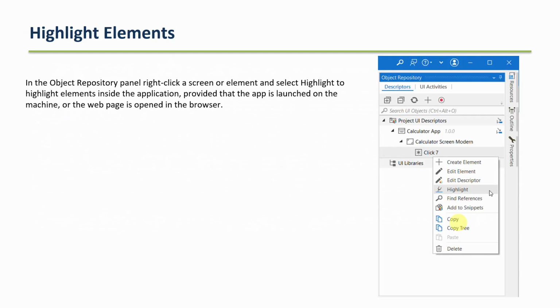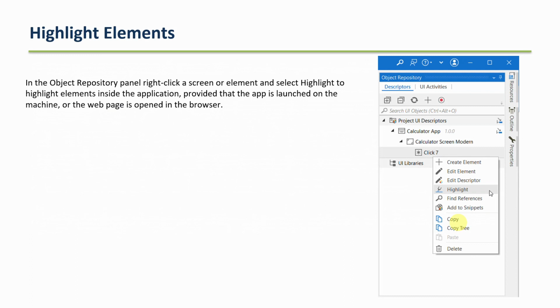Okay. The next option which is available for you in the object repository is the highlight element. So people who are coming from the selector background in the modern repository, we have this option which is called the highlight, where as a developer you can see that where exactly my element is located.